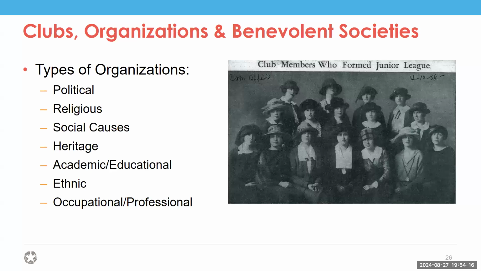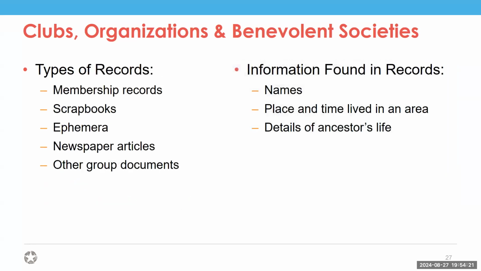Good little things to think about. Within these records, sometimes you'll find membership records, just a list of all the people that were in the group. Occasionally, there will be scrapbooks or other ephemera from these groups, newspaper articles, maybe about this society through a potluck or through a raffle, and it was headed up by the treasurer, your ancestor. You can find that sort of information or any other group documents.